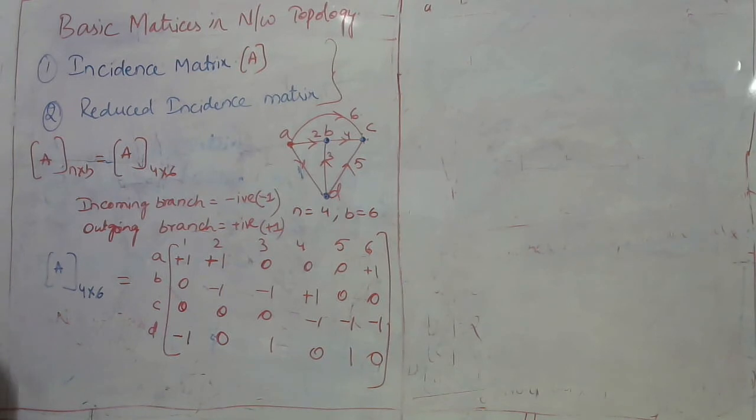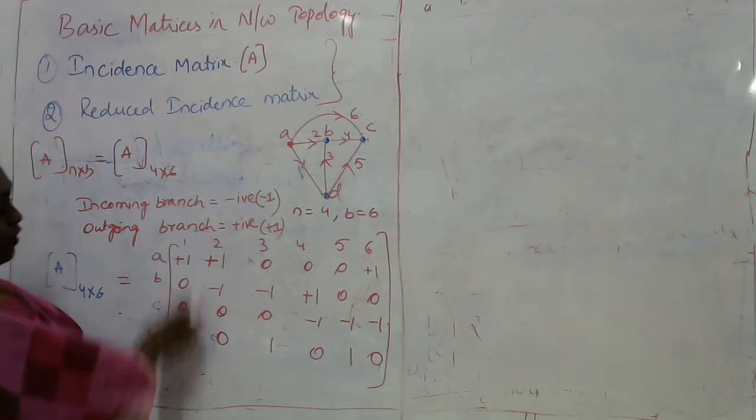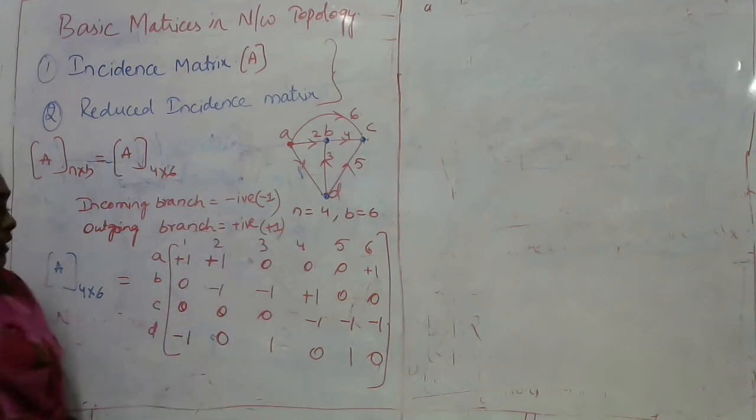Whenever we have written the incidence matrix for a given graph, in order to know whether the matrix we have written is correct or not, we can identify mistakes by using the properties of the incidence matrix. The first property is that the algebraic sum of the columns of an incidence matrix should be equal to 0.